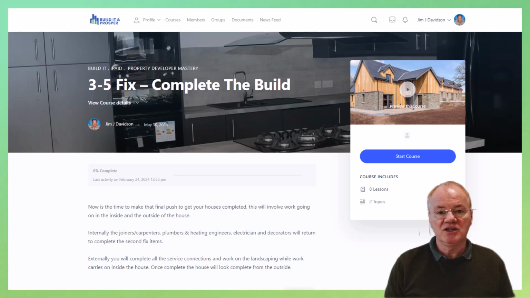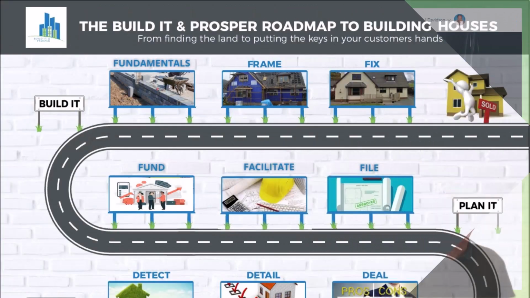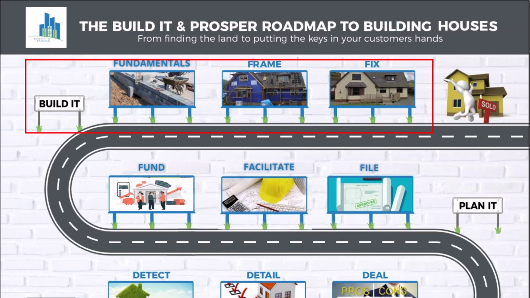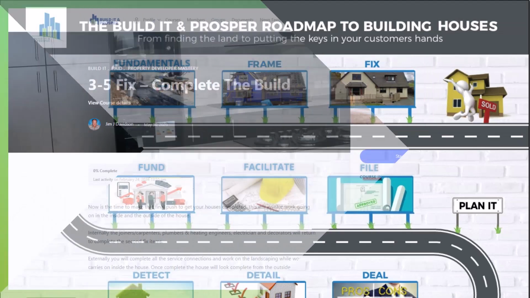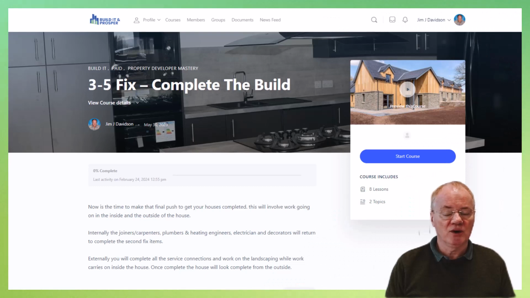We're in the final stages of our build. For context, we are in the build it phase and we are in the fix stage. This is where essentially we are going to complete the build. So we're going to have a look at the different trades that are involved and the tasks that need to be carried out at that stage.